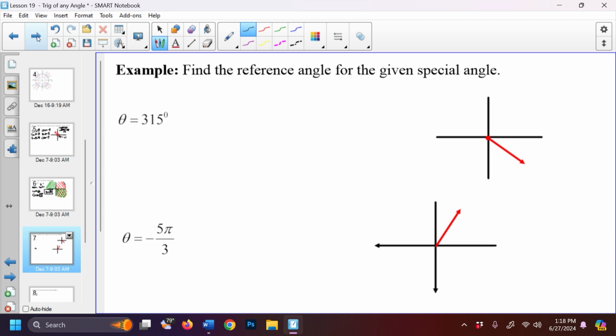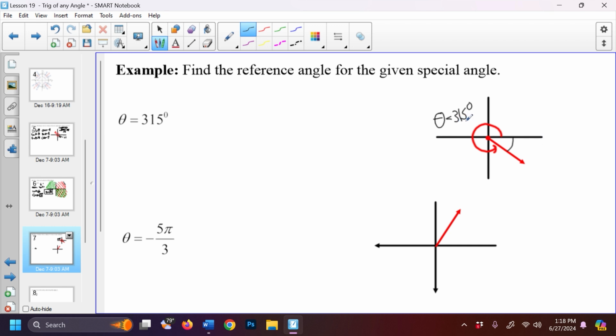Next, it says find the reference angle for the given special angle. So here's my first angle theta at 315 degrees. So if I draw that in, I'm starting here and going up to there. And this is my theta equals 315 degrees. Its reference angle is therefore this angle right there. It is the acute angle between the terminal side and the horizontal axis.